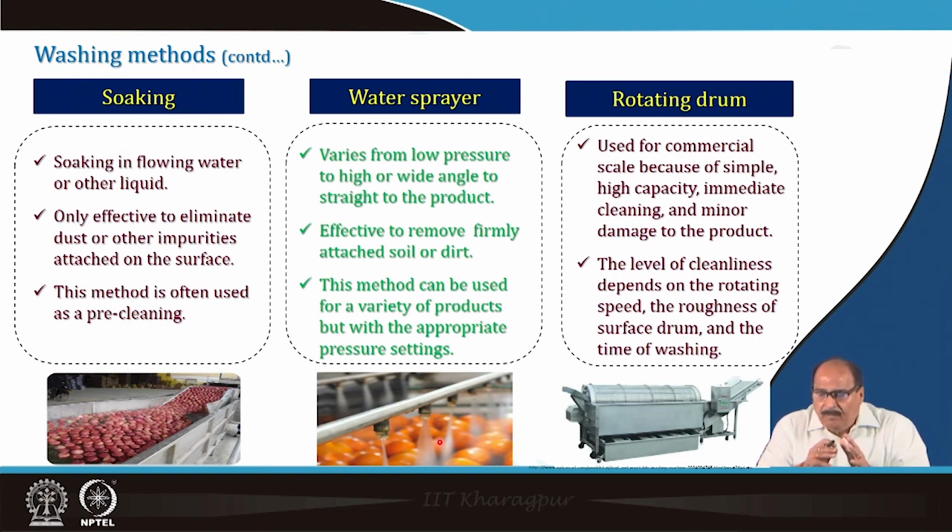The rotating drum is used for commercial scale because of its simplicity, high capacity, immediate cleaning and minor damage to the product. The level of cleanliness depends upon the rotating drum speed, the roughness of the drum surface and the time of washing.